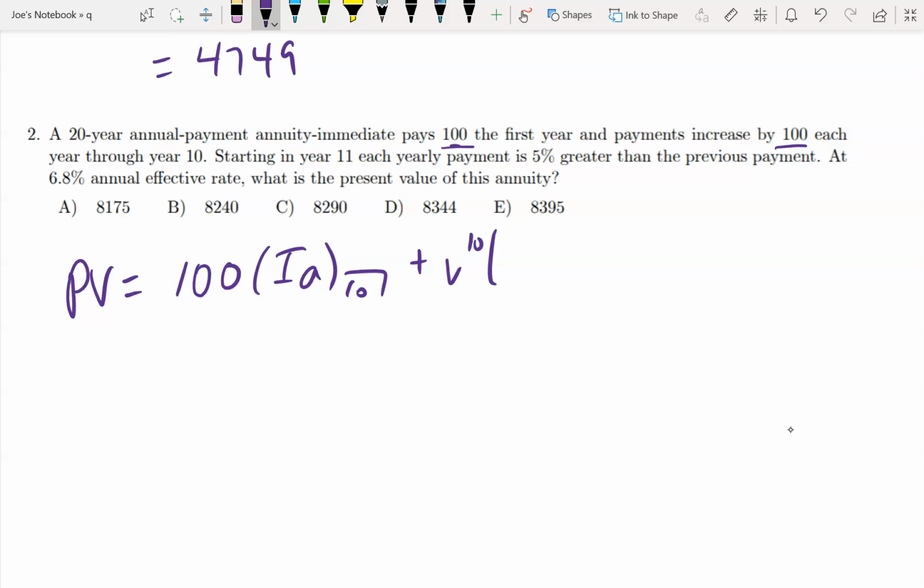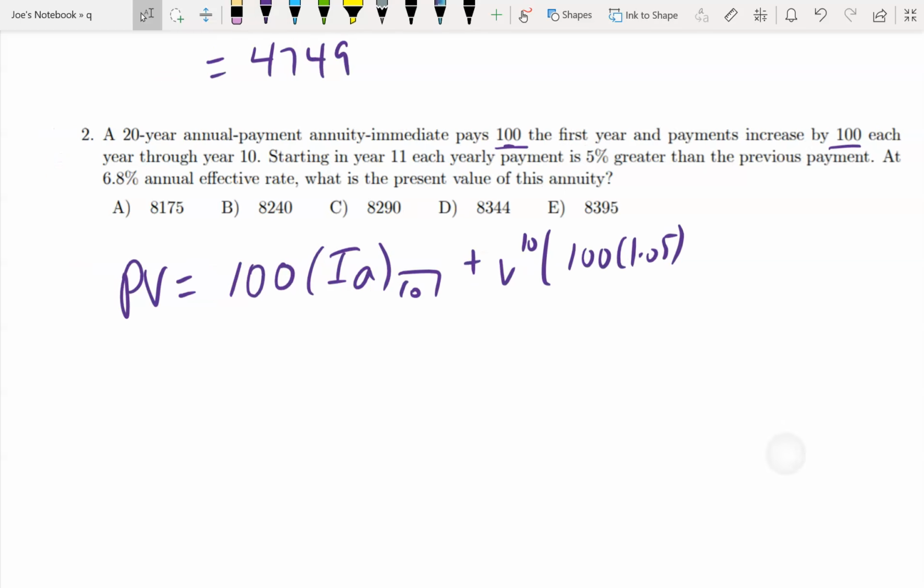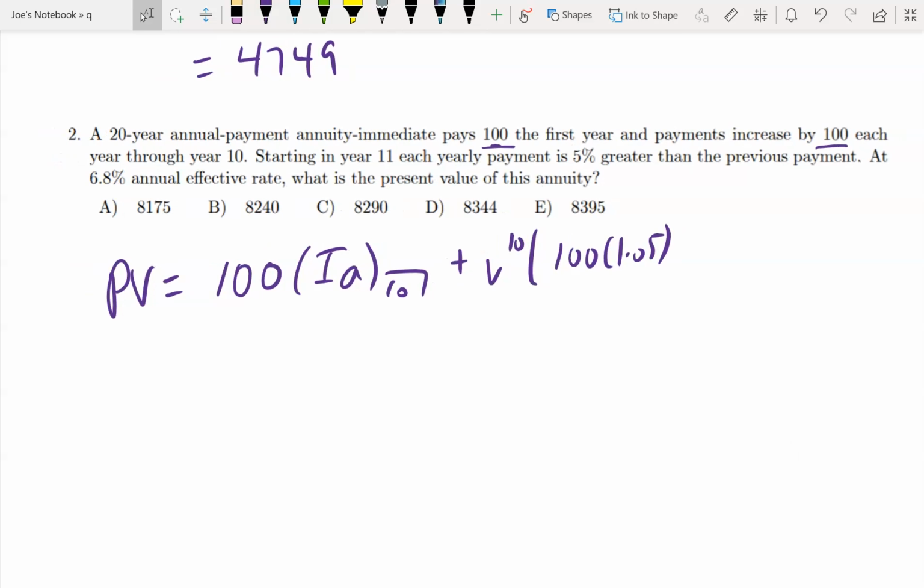And then I've got these payments that are 5% greater than the previous payment, right? So it says beginning with year 11, they start being 5% greater. Well, we know the last payment, oops, that should be 1,000. The last payment was 1,000, so the next one should be 1,000 times 1.05. But then I need to move that back from time 11. Since I put a v to the 10th out in front, I just need to multiply by a v to go back from time 11 to time 10, and then the v to the 10th will take care of the rest of it. Right?